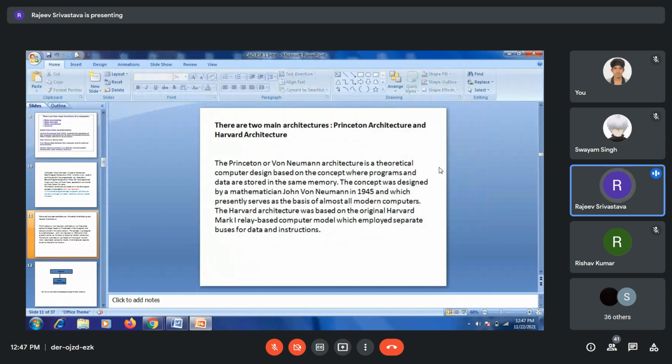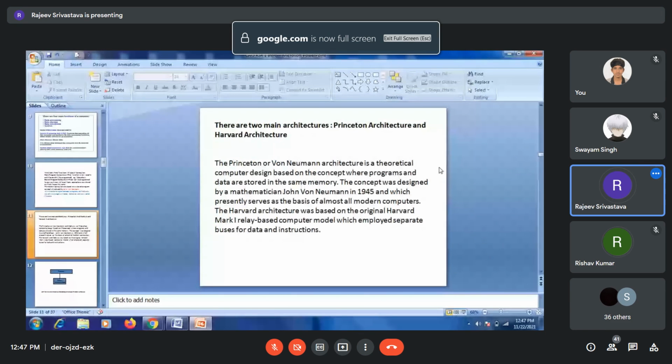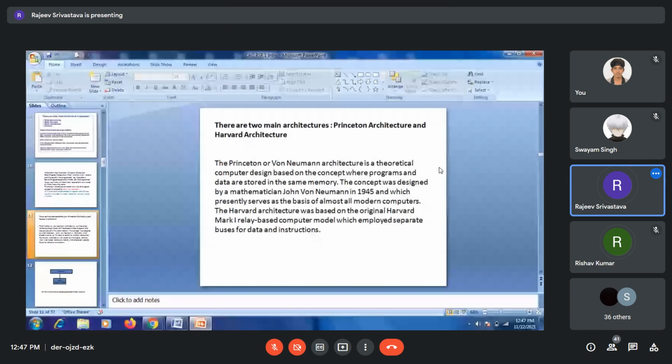There are two main architectures. One is Princeton architecture and one is Harvard architecture. So historically, broadly we can divide the architecture in two parts. One is the Princeton and one is the Harvard.